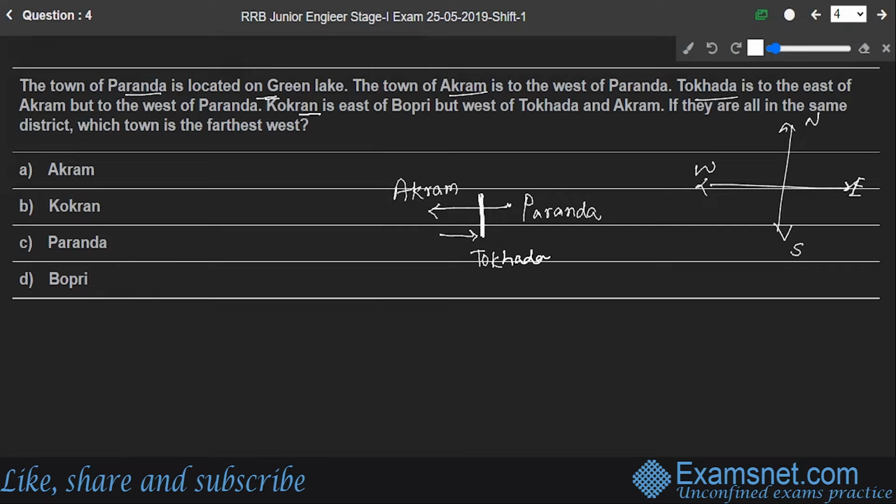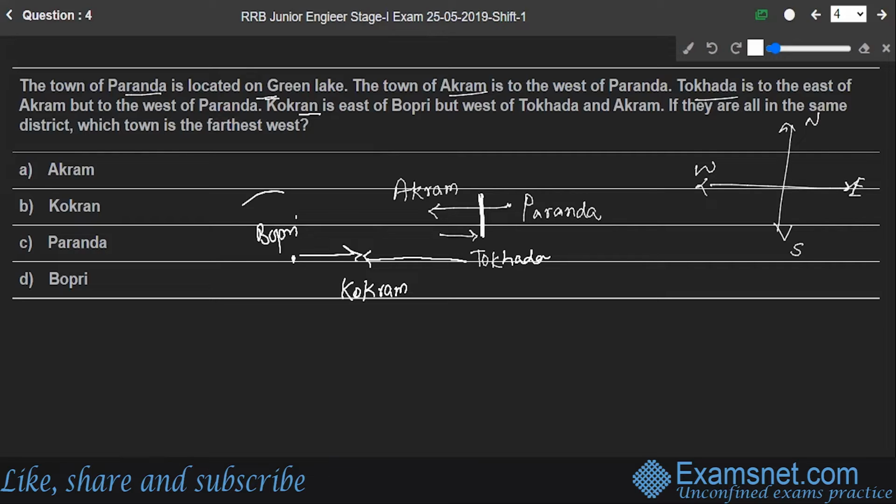Next, Kokran is east of Bopri, but west of Tokada. So west of Tokada, it is here. So that means here is your Kokran. It is to the east of Bopri. So that means Bopri must lie somewhere on this side because then Kokran is on the east of Bopri. If they all are in the same district, which town is the farthest west?